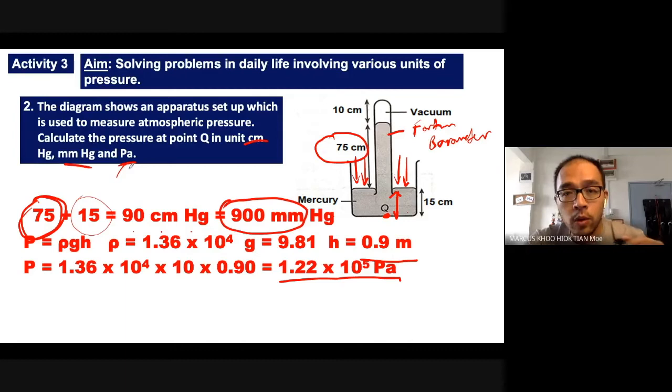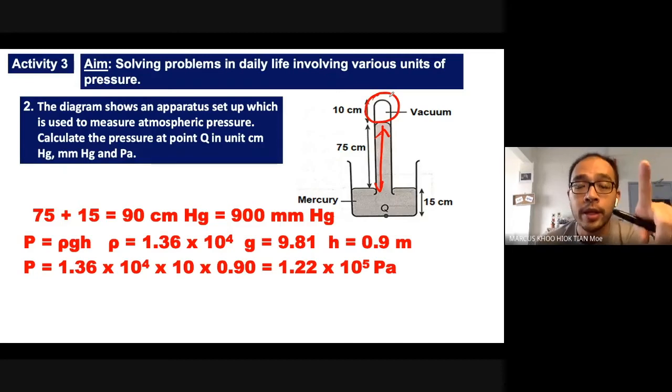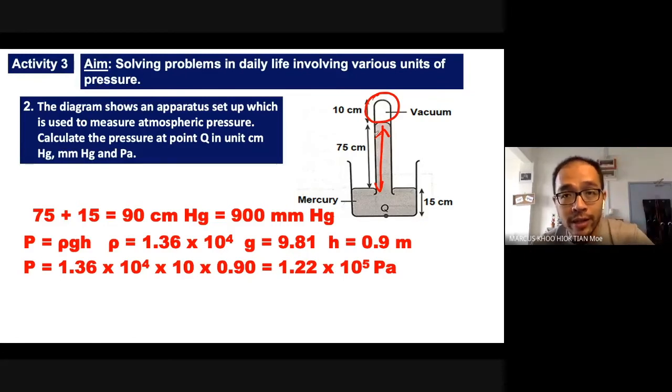The only thing I want to mention is, why is it 75? And why do they give this 10 centimeters? For what 10 centimeters? The 10 centimeters is actually not used here. Because this height is the atmospheric pressure, provided this thing is a vacuum. Very important. If the column of trapped air over here is a vacuum, no air there, then you know that whatever this height is, it is the atmospheric pressure.